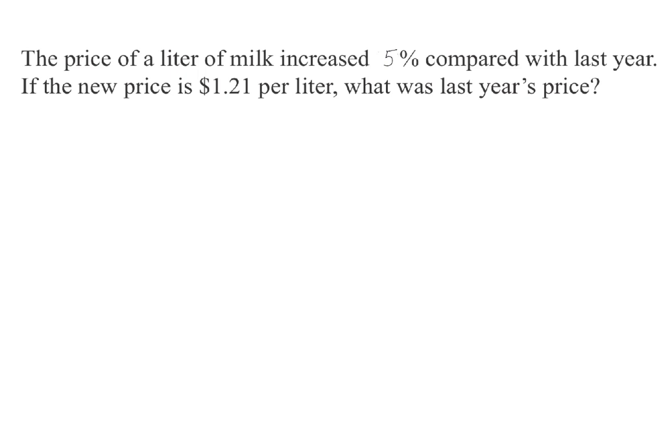With this third question, it says that the price of a litre of milk increased 5% compared to last year. If the new price is $1.21 per litre, what was last year's price? Well, let's break this question down. So we don't know what last year's price was. We'll just call it X. And last year's price, we increased it by 5% to get this year's price, which is $1.21. That's the new price. So we added 5% to the original amount.